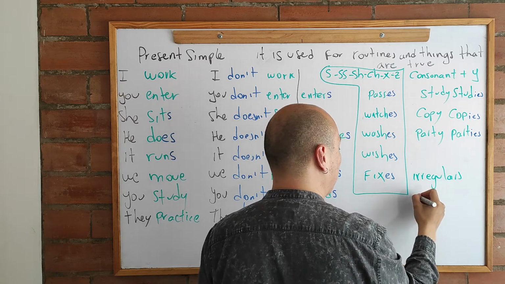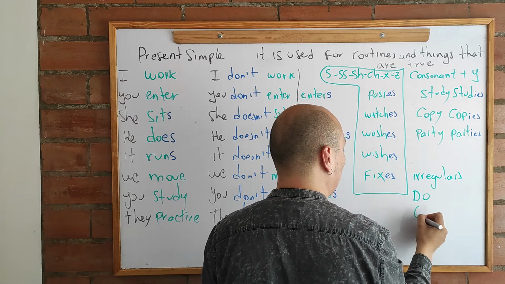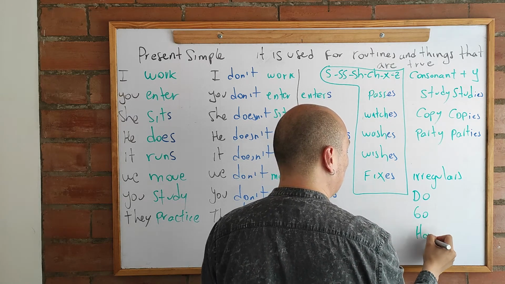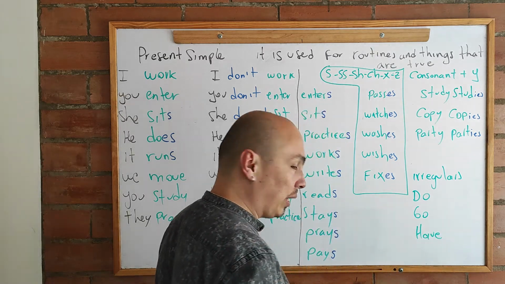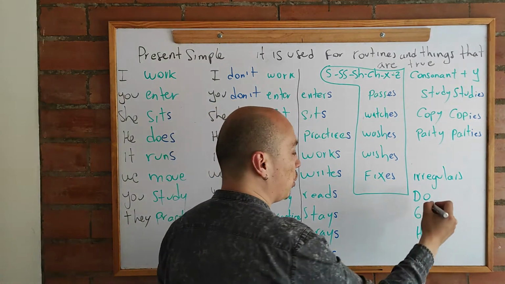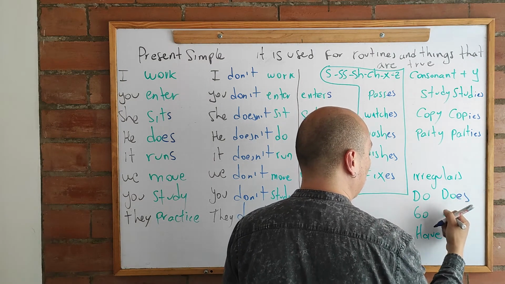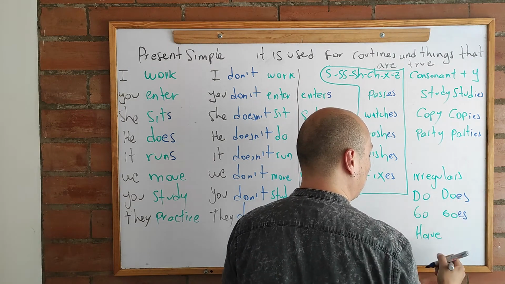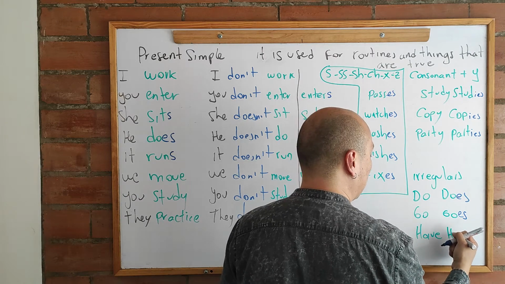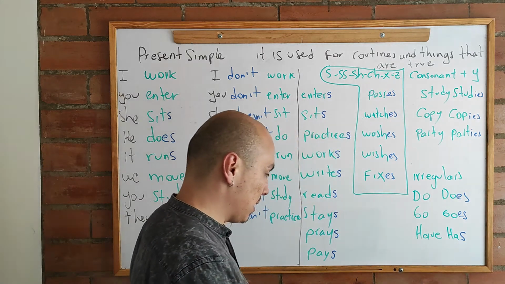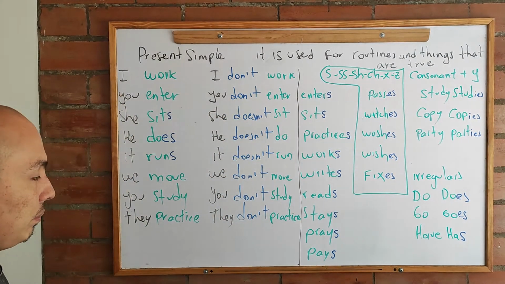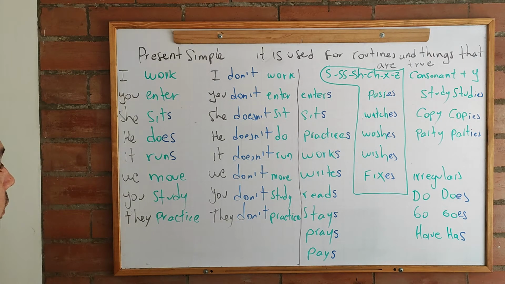Finally, we are going to have the irregulars, which are going to be three. Do, go, and have. Why are they irregular? Because they are going to change. Do transforms into does, go transforms into goes, and have transforms into has. Like that, okay? Good.